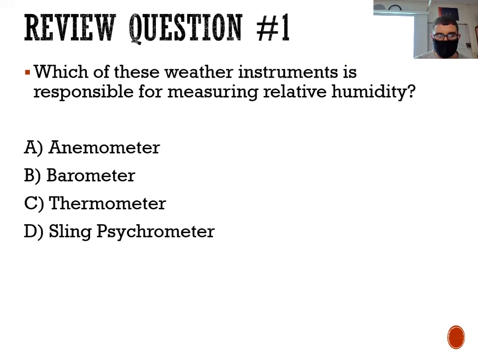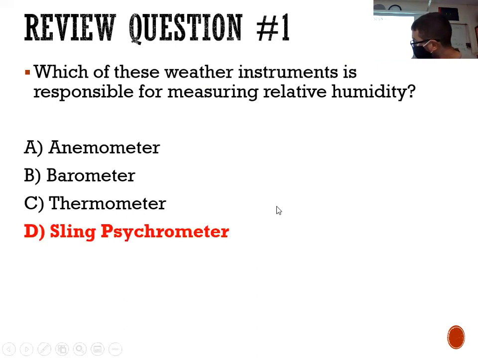Okay, let's check it out. Thank you, Daniela. The correct answer, because if we're taking notes, we should know, hopefully, is going to be letter D, sling psychrometer. Sling psychrometer, that's with the two thermometers on the stick spinning around, right?